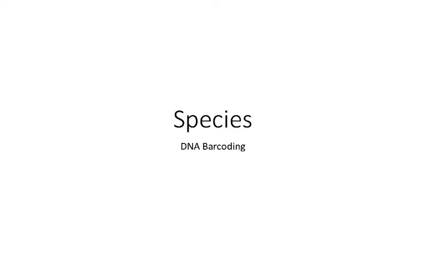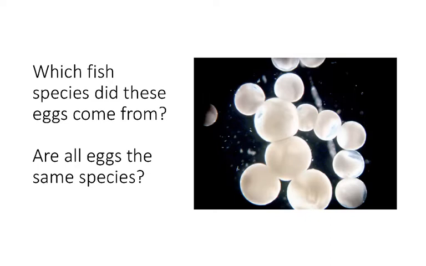Okay, let's dive into molecular identification of species, starting with a technique called DNA barcoding. So I'm showing an image here of fish eggs. So that's what's on the right. Each of these little circles is a different egg.